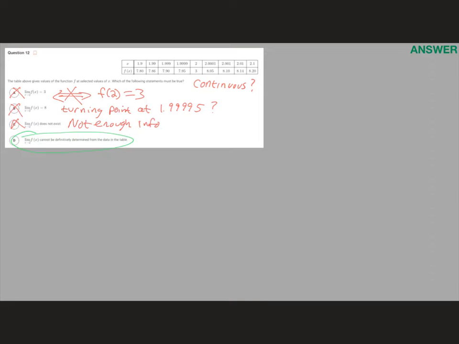If it were continuous, then we know that the limit value would equal the function value, but since it's not, we don't know whether or not the limit value equals the function value. So right away, that eliminates A.